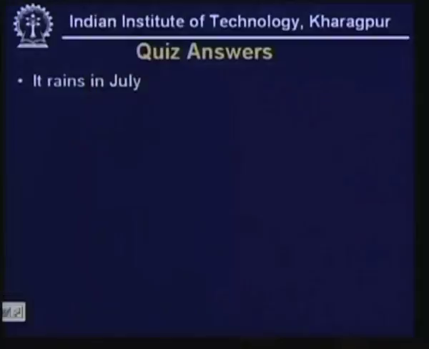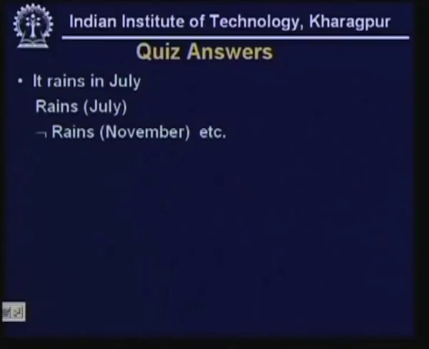Instead of going into all the problems that were given, I will rather give you some examples. The first problem was, it rains in July. How do we represent this in propositional logic? This is really a simple case. We can say rains July. That is sufficient to say that it rains in July. Similarly, if the statement was that it does not rain in November, we could have written it as not rains November, etc.